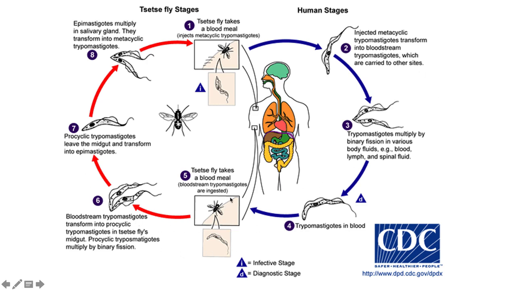How many stages do we have? 2 stages here. Metacyclic trypomastigotes, and here trypomastigotes to what? Epimastigotes inside the insects, and then trypomastigotes.